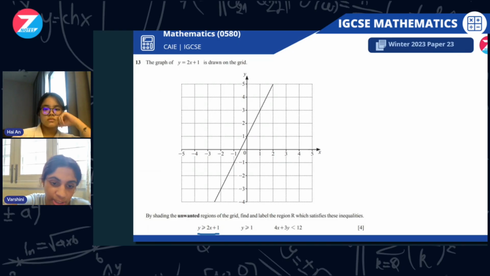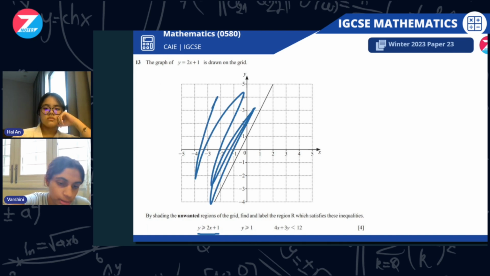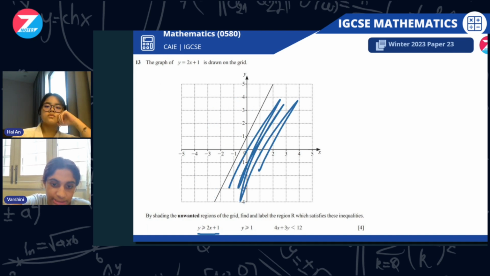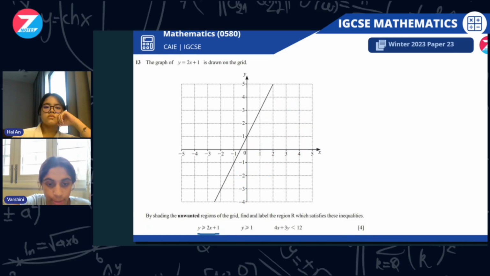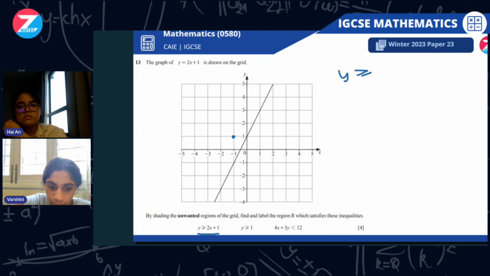So either we shade this side of the grid or we shade this side of the grid. To find which side we shade for this line, we take a random point. Let's take minus 1, comma 1, and substitute in the values. So y greater than or equal to 2x plus 1.